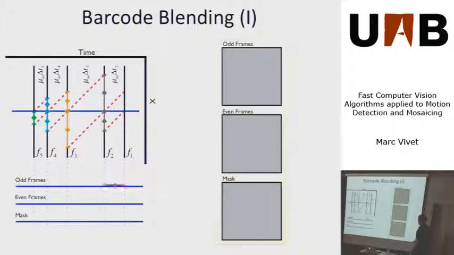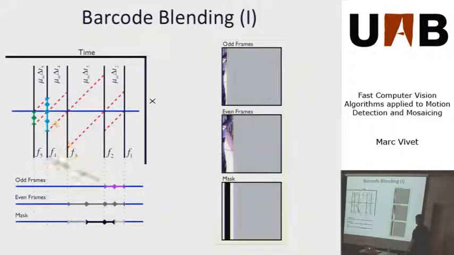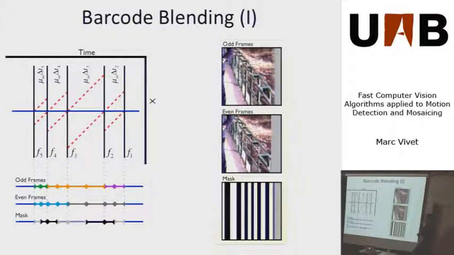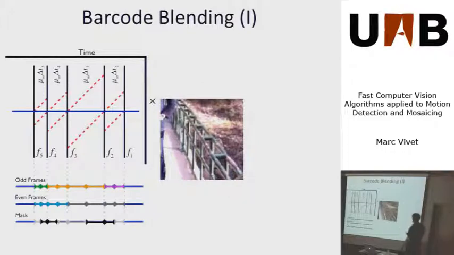We start with frame 1, which is odd, and we compute this. We generate the odd frame and the mask. Then the next one is even, so we compute this. As you can see, the mask goes from white to black, and then black to white, and so on. This is done for all the frames in the video sequence until you have two mosaics and this kind of pattern. This is the mosaic without blending.